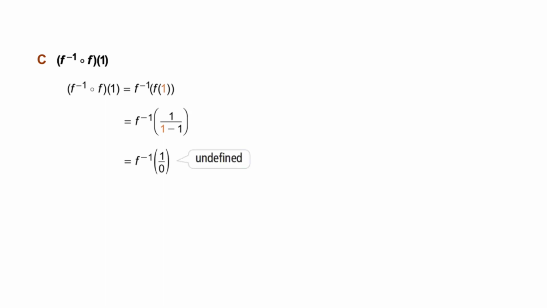Part C. How about f inverse of f of 1? Well, as we begin, f of 1 is 1 over our input 1 minus 1, and that's 1 over 0, which is undefined. So f inverse of 1 over 0 is undefined, and we can point out 1 is not in the domain of f. Therefore, f inverse of f of 1 does not exist.